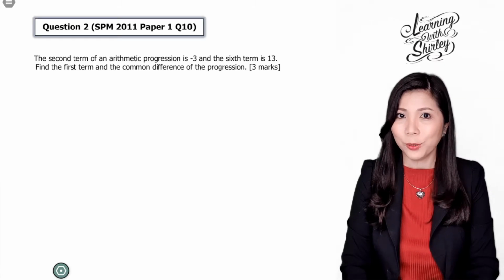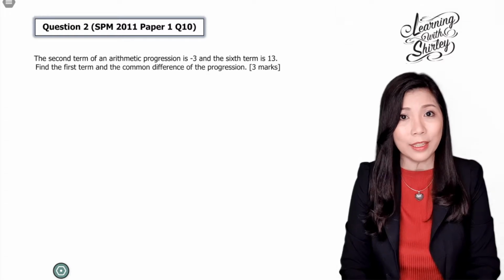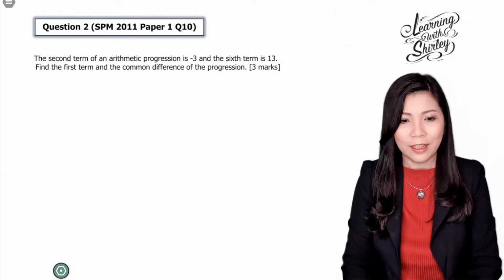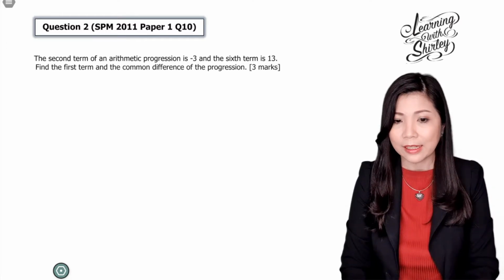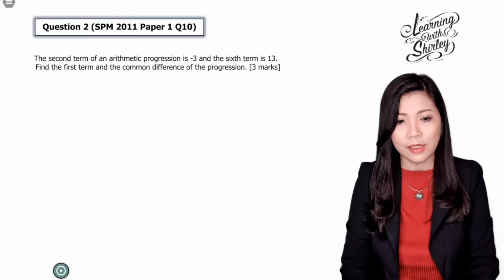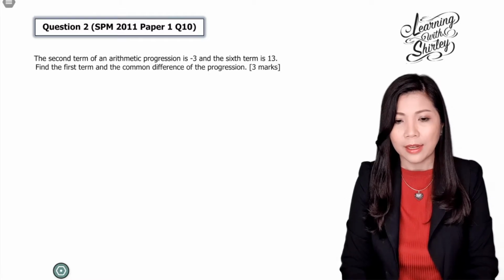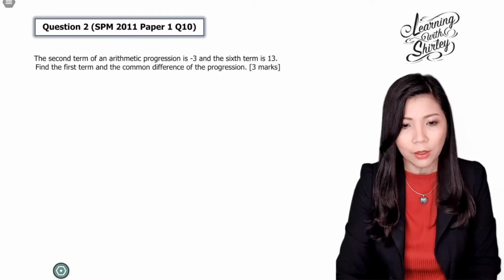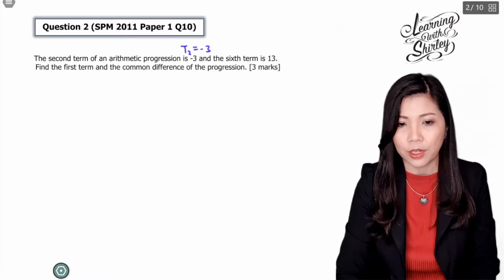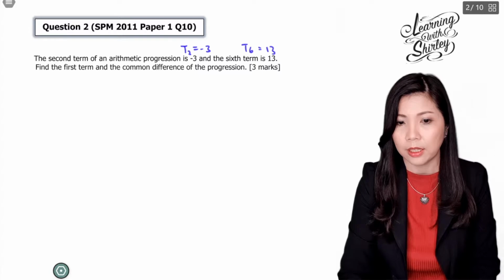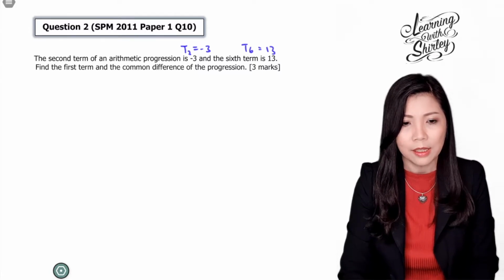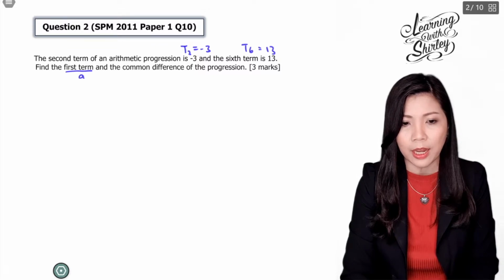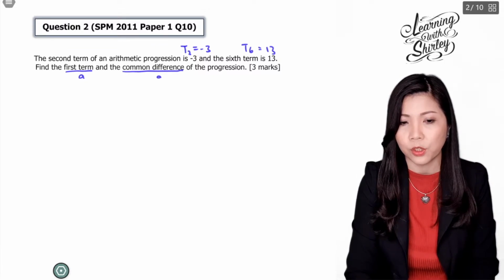Let's look at question number 2. This is SPM 2011, paper 1, question 10. The second term of an arithmetic progression is -3 and the 6th term is 13. Find the first term and the common difference of the progression, and this is 3 marks. So T2 equals -3, and T6 equals 13. I prefer to write like that, it's easier for me to see so that I won't make any mistakes. So find the first term, which is A, and find the common difference, which is D.